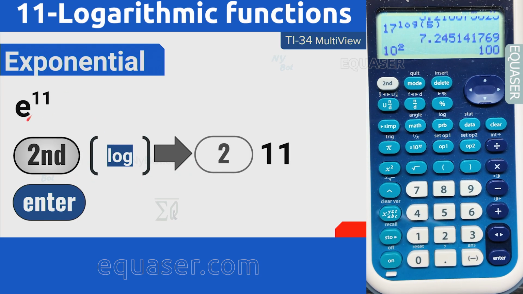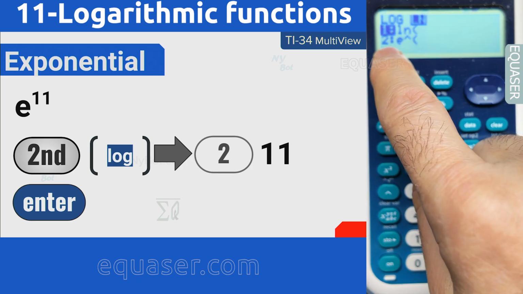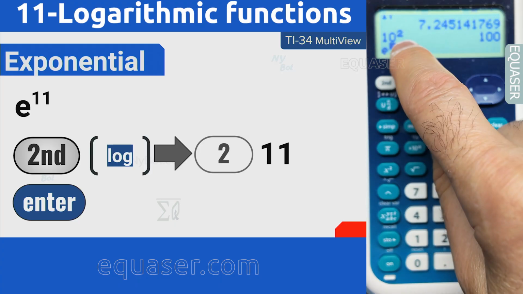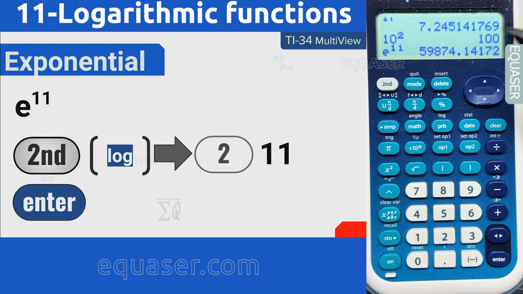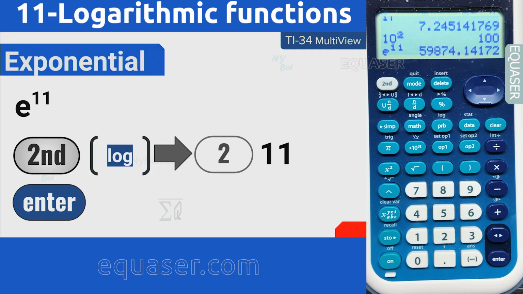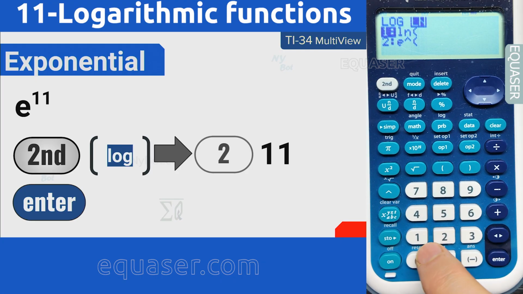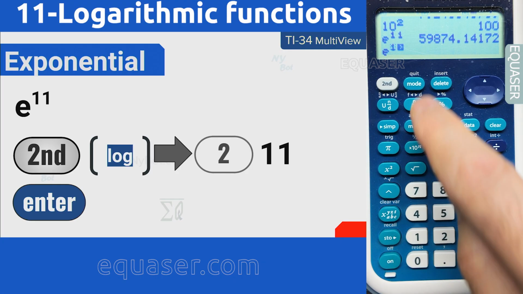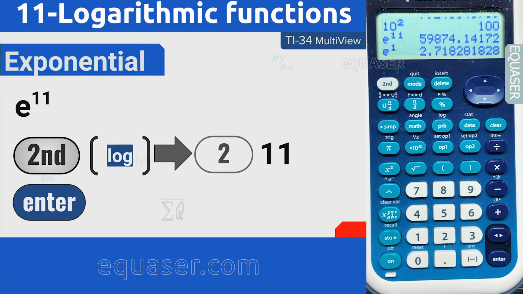If you need exponential of Euler number to 11, for example, second function log, now go to the right and come to number 2. It automatically puts it at the exponent, so we can enter 11. This has evaluated Euler number with a power 11. But if you need just Euler number, put it with the exponent 1. Second function log, to the right, and then 2. Just enter 1 here. This is Euler number if you want to use it in your calculations.